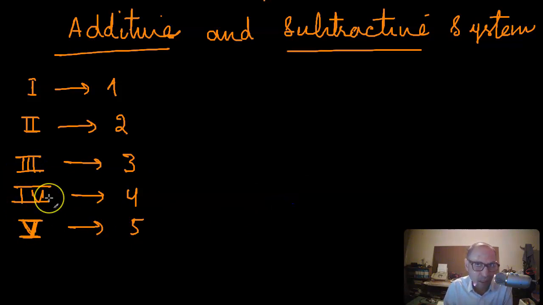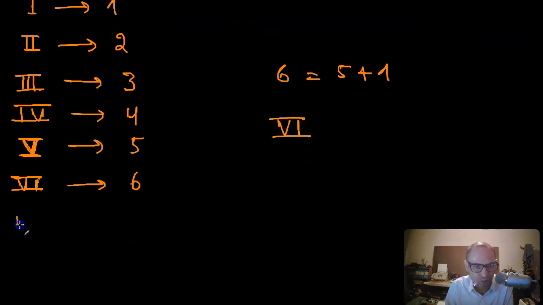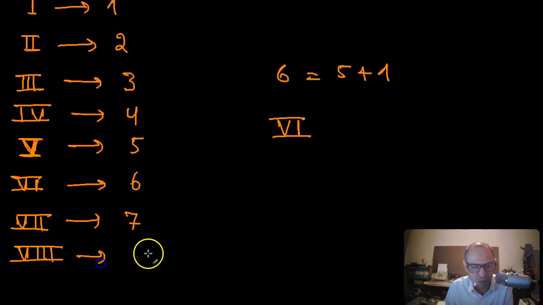A 6, again, you have to add, meaning that the 6 is the same as a 5 plus a 1. So you write your 5 and the 1, because you want it to be added, you put it on the right-hand side and put them together. So this would be a 6. A 7, again, would be a 5 and 2 1s. That's a 7. An 8 would be a 5 and 3 1s. And so that's an 8.